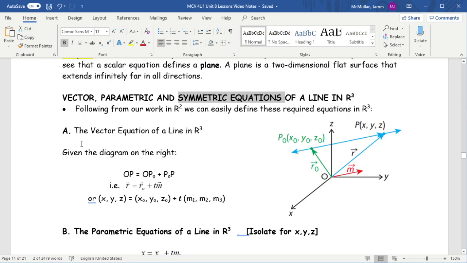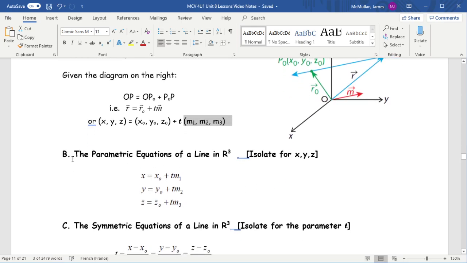Again, the vector equation is the exact same thing. You find a point on the line, you find the direction vector of the line, and you add the point to some scalar multiple of that direction vector. So again, (x, y, z) is (x0, y0, z0), where this is a point that you know, plus t times the direction vector of the way the line is moving. The parametric equations are the same. You're just doing one component at a time, and it's really no different than what you were doing in R2. You just have to have a third component, z.